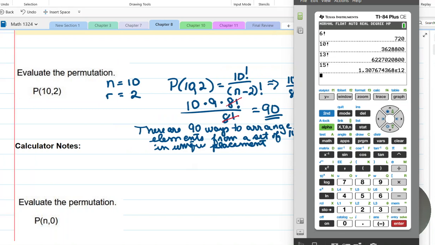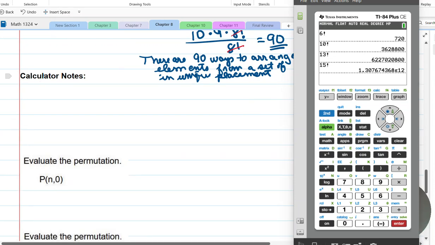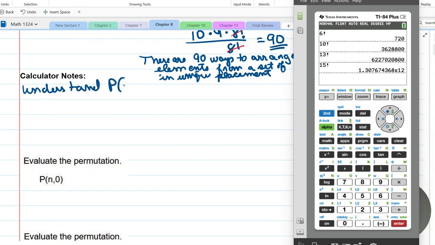All right. So now let's talk about our calculator. In our calculator, it works on the premise that P of 10, 2 becomes 10 P2. This is how it's structured. The N value is first, the P command, and then the 2. So now that we know that, before we do it together, we're going to give you instructions.